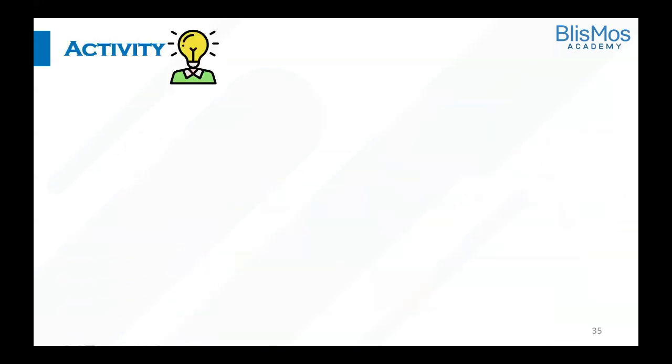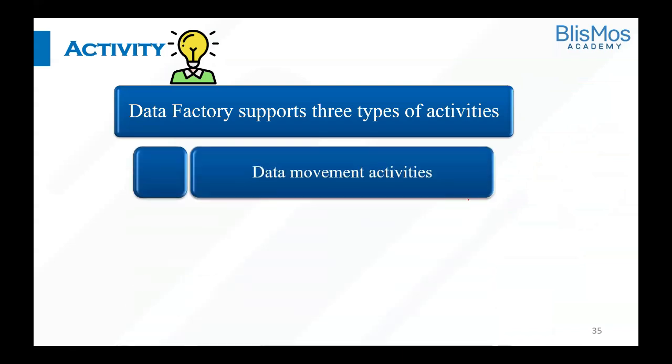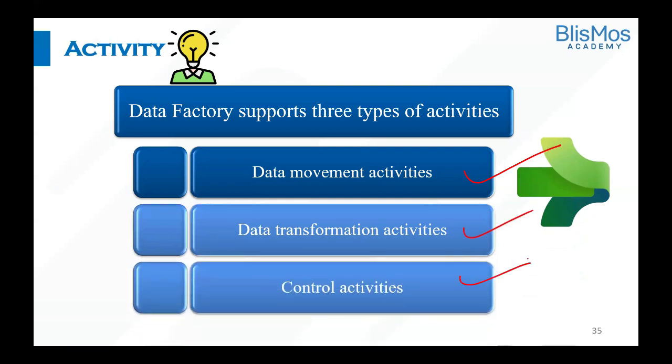Then we have three types of activities. They are data movement activities. It is simple and straightforward. And then we have data transformation activities. Then we have data control activities. These are the three types of activities. Activity is nothing but a processing step in a pipeline. What is a pipeline?